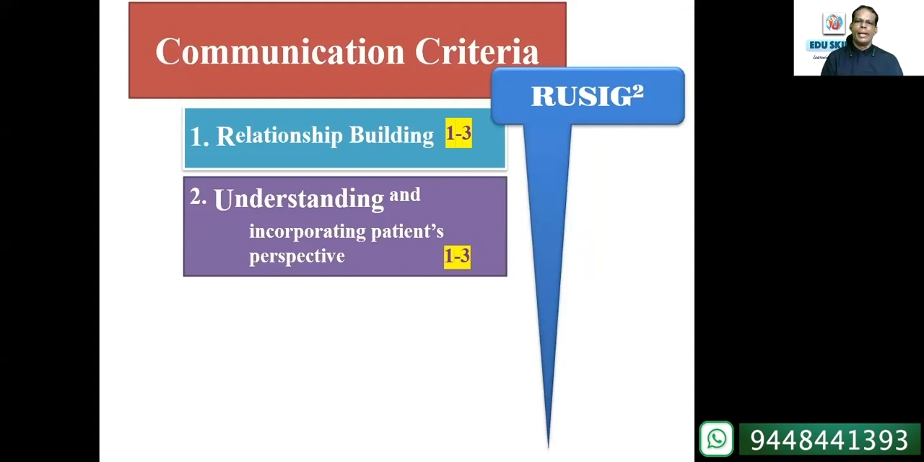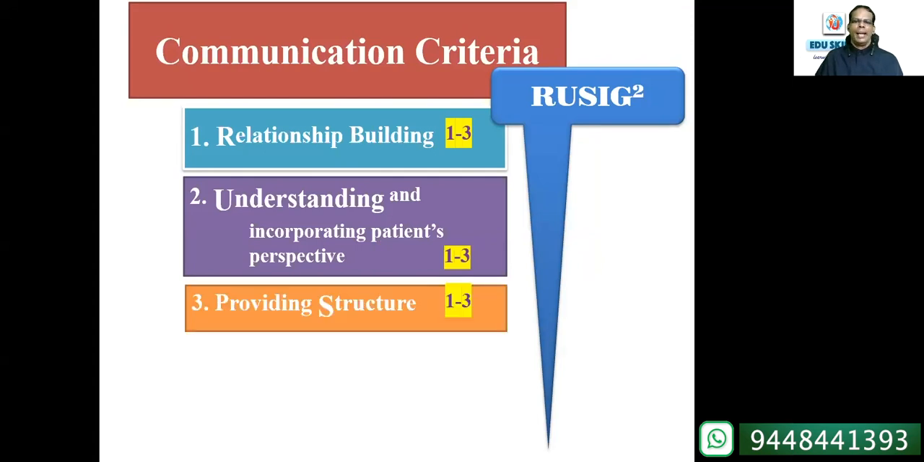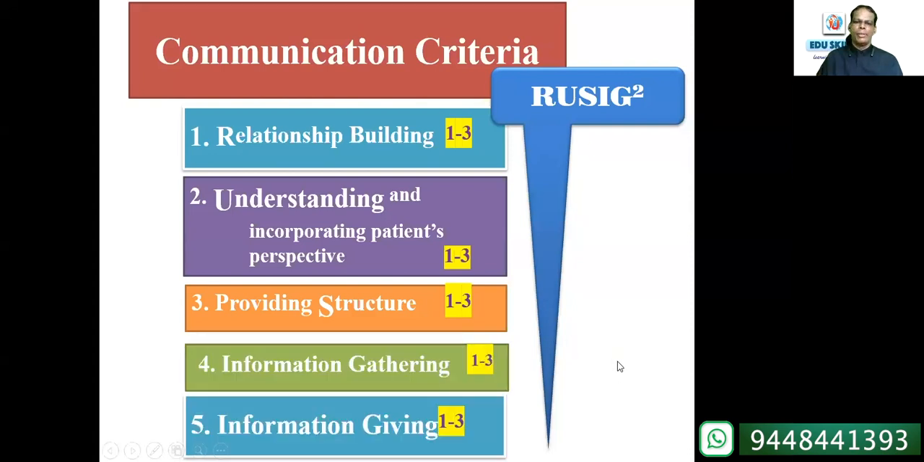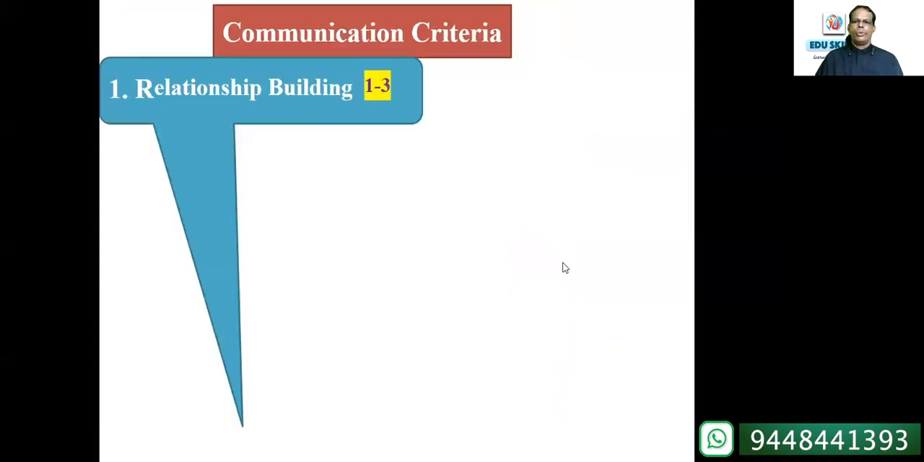First one is relationship building. Second one, understanding and incorporating the patient's perspective. Third one, providing structure. I told you structure is always important in all your tests. Fourth one is information gathering. And the fifth one is information giving. And maximum concerns I got from the last two aspects. So today we'll be dealing mainly with those things. In the meantime, you'll also have other aspects being assessed. So we are going into those aspects.